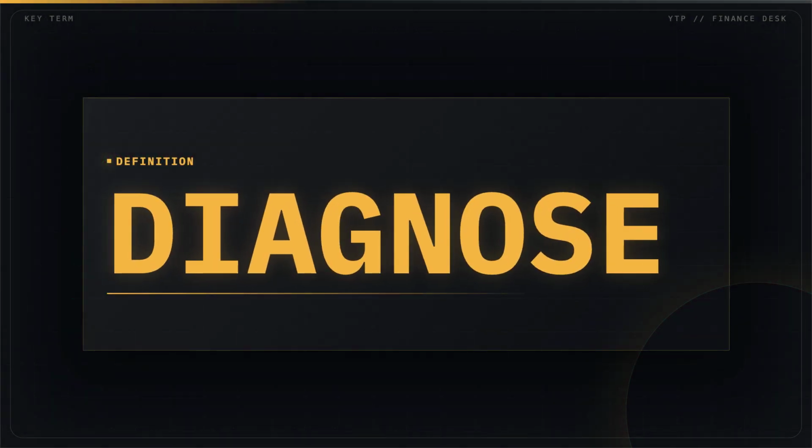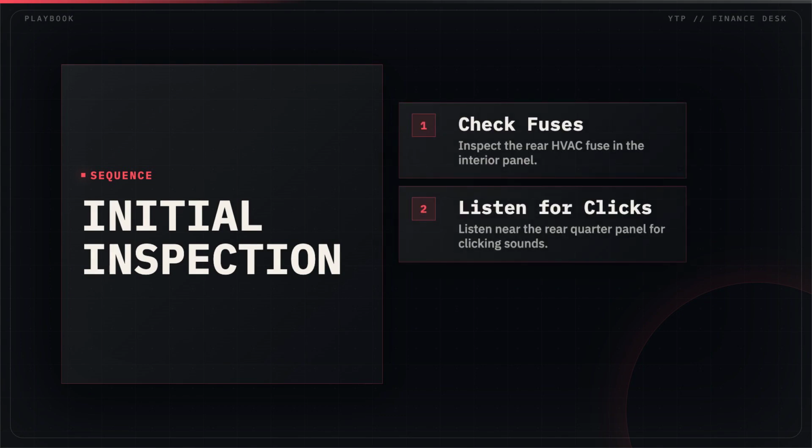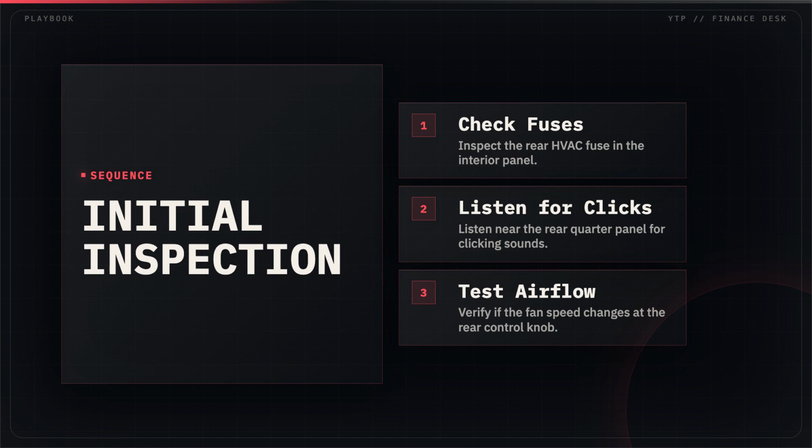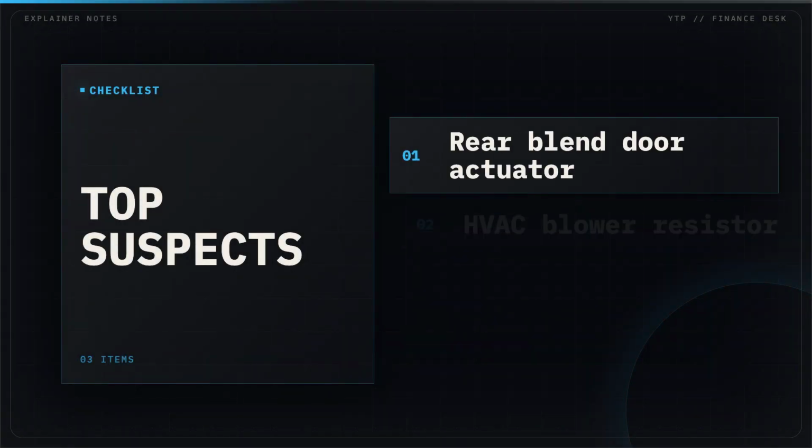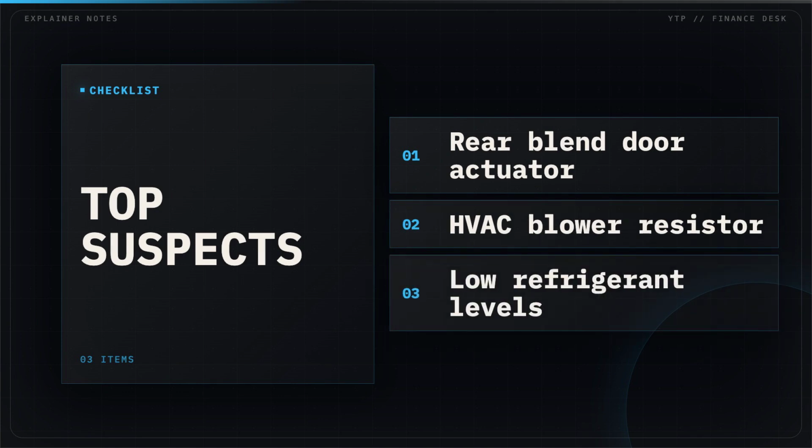Before you visit a shop, we need to isolate whether this is an airflow problem or a cooling problem. Start by checking your interior fuse panel, then listen for clicking, which indicates a motor trying to cycle. These three components are responsible for nearly every rear climate failure we see in the Traverse.